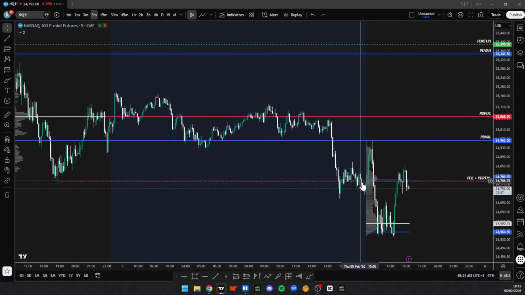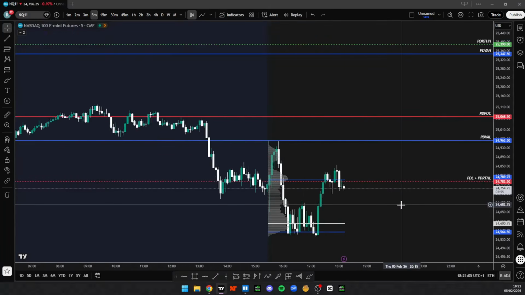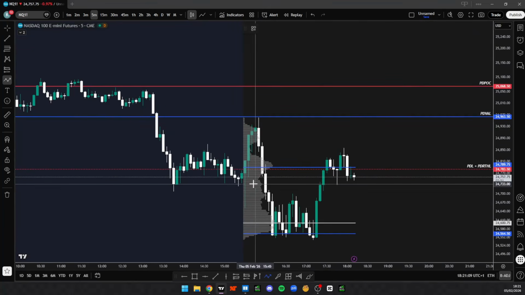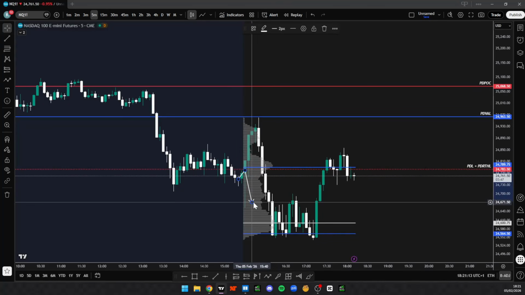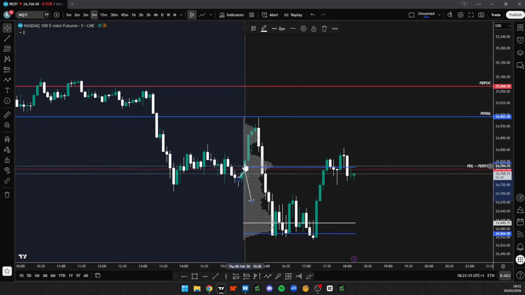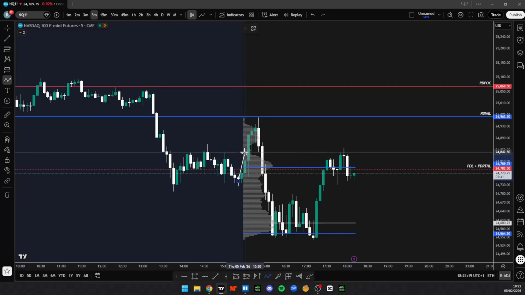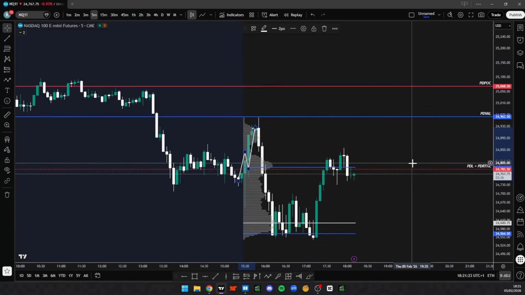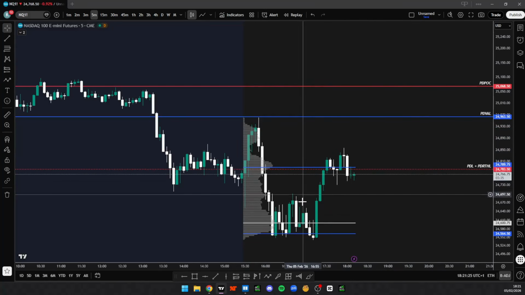Now, as we opened over here at the previous day low, there were two possibilities I was looking for. It was either a rejection over here and trade to the downside, finding a short opportunity over here. The next scenario for me was a break, then a retest, and then target the previous day value area low.